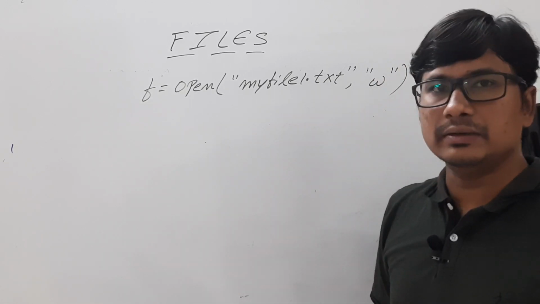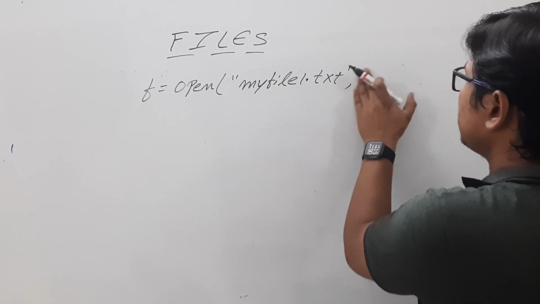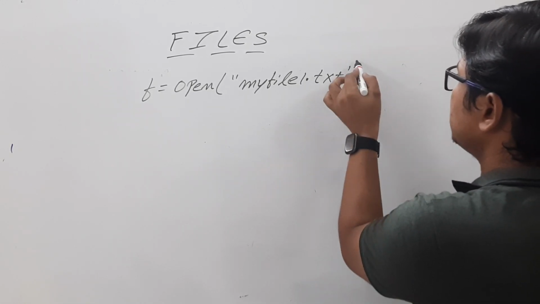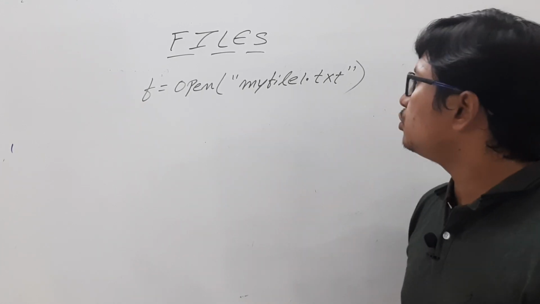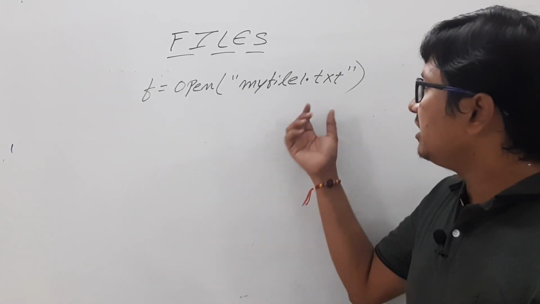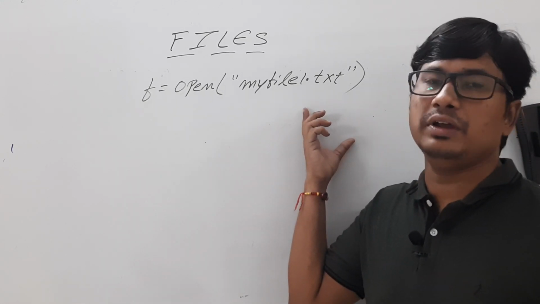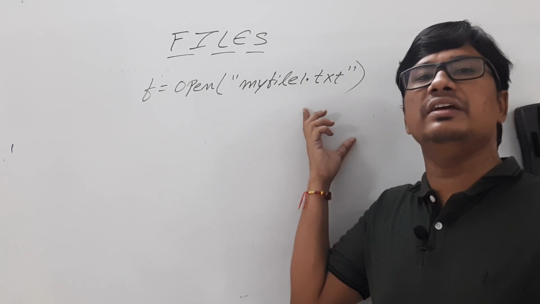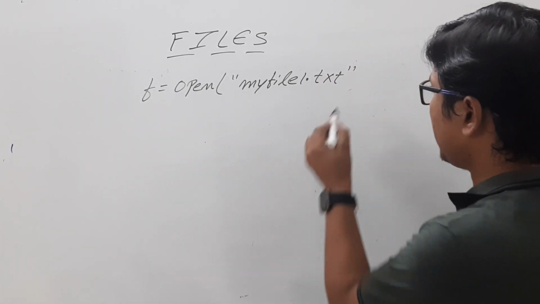Now look here. Suppose some people will get a doubt, so let me discuss that. Some textbooks will just use it like this in Python. Sir, here there is no mode. Then what will happen? By default, it will open in the read mode. If it does not specify any mode, it will open the file in the read mode. If you specify the mode, it will perform the action accordingly.